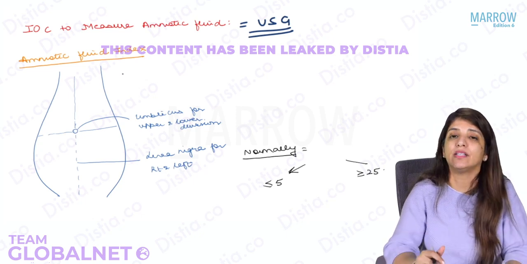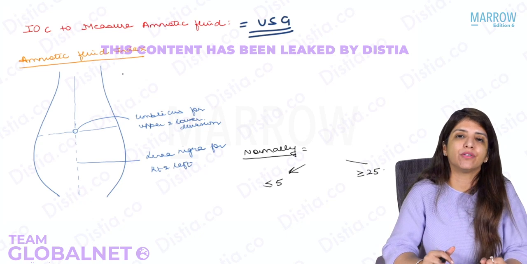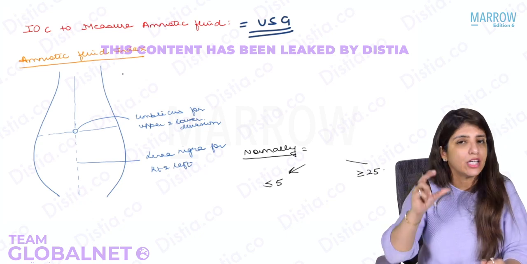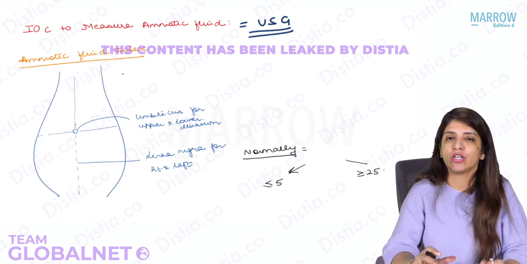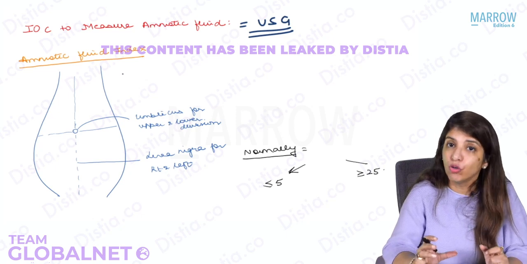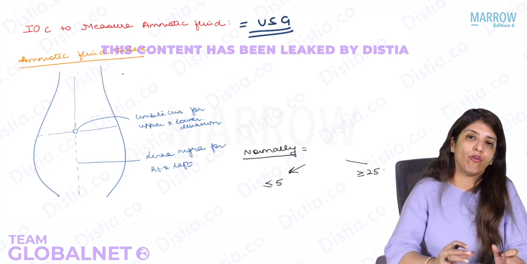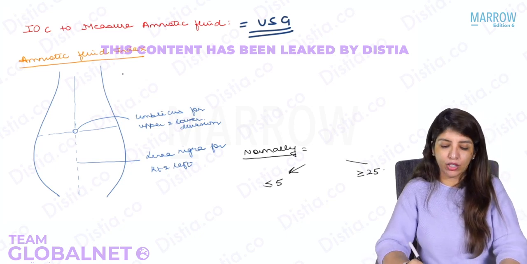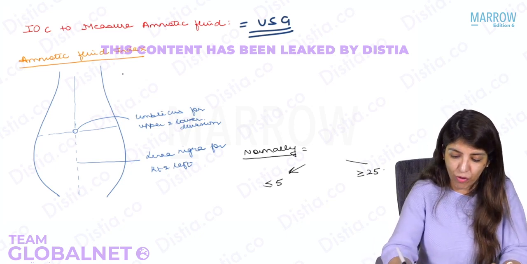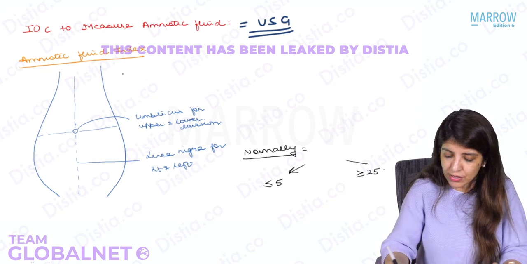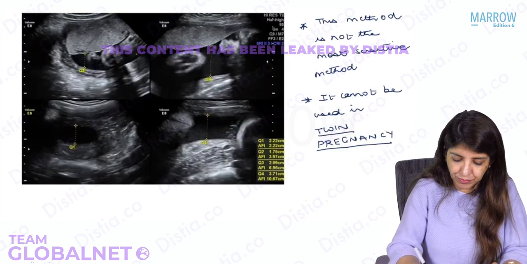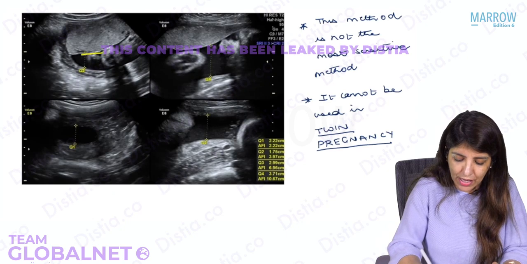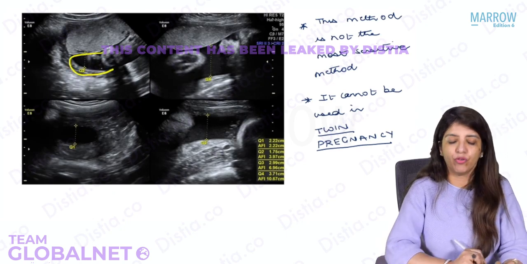So I'm dividing the abdomen of the mother into 4 quadrants, and in each quadrant I am going to measure the amniotic fluid which is present in the form of pockets. So when you do an ultrasound, you will see that amniotic fluid is present in the form of a pocket. So if you see this ultrasound over here, this is the amniotic fluid pocket.